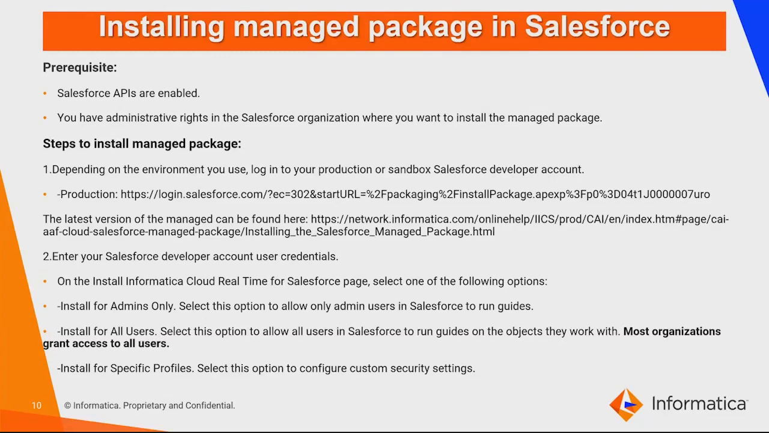Depending upon the environment you use, log in to your production or sandbox Salesforce account. For production, the package URL will start with login.salesforce.com followed by the entire package URL. If you want to install it in your sandbox environment, replace login with test.salesforce.com in the same package URL. The latest version of managed package can be found in our online documentation. We would recommend to install the latest version of managed package so that you can use the latest version of Salesforce API.